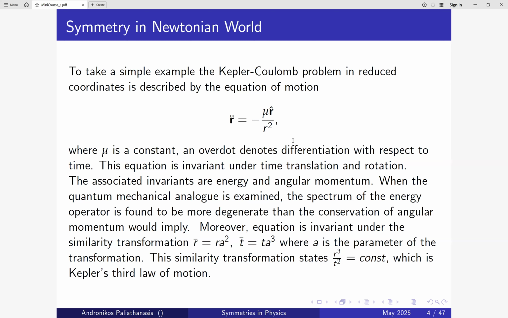Moreover, the equation is invariant under the similarity transformation. If you apply this transformation to the equation, you will see that it is invariant. Here A is a parameter of the transformation, a constant. This similarity transformation leads to the property that r cubed over t squared is constant. This is nothing else than Kepler's third law of motion. In this mini course, I would like to show you how we can derive this similarity transformation for Kepler's problem, and present the systematic construction for this approach.